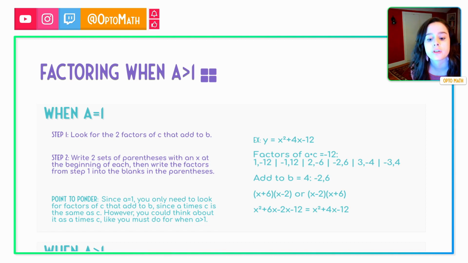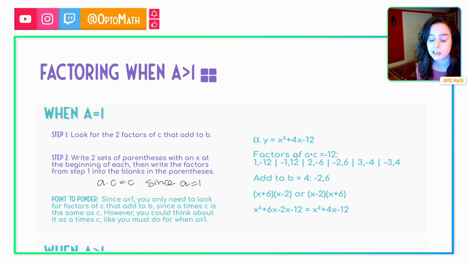We do have a point to ponder, and that is what's going to relate us to when a is greater than 1. Since a equals 1 for these examples, you only need to look for factors of c that add to b, since a times c is the same as c. So a times c equals c since a equals 1. And what we're going to do in the second example, when a is greater than 1, is find factors of a times c. If you would like to think about a equals 1 examples as factors of a times c, you certainly can, because a is 1 and it really is the same thing.